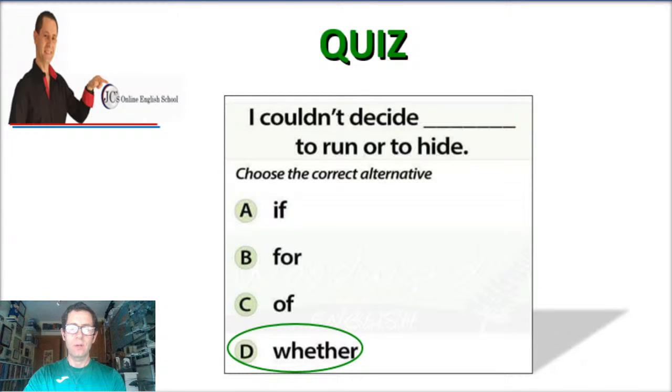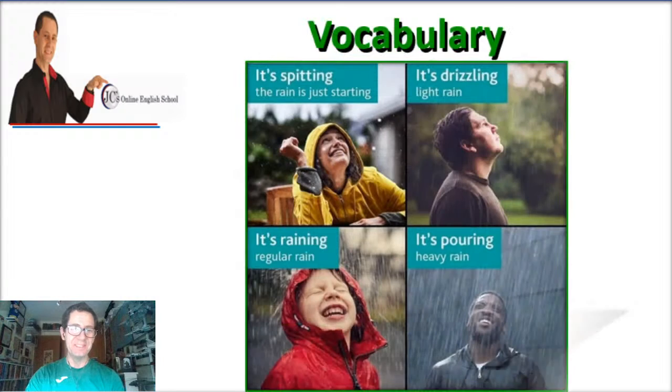Objection, Your Honor. Chris objects. Yes, it is a synonym. Whether means exactly the same as if, but when you have the word or, you need to use whether. So you don't use if in this case. But the translation is the same. The translation in Spanish is exactly the same. But in this case, you use whether because you have or a little bit later in the sentence. So objection overruled, Chris.